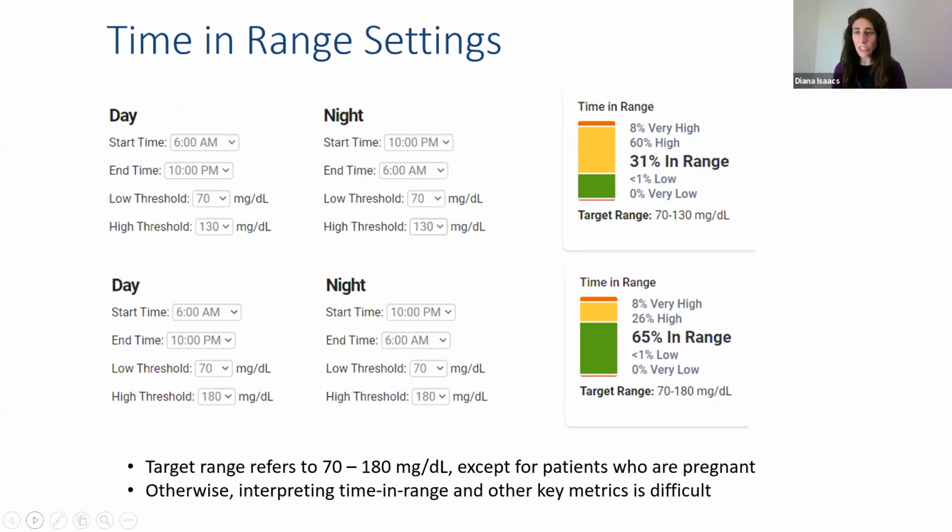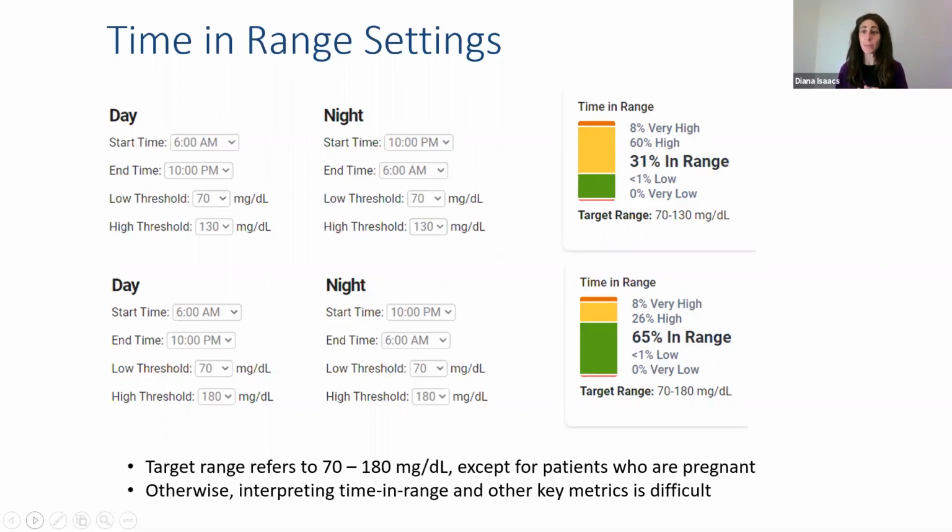But in addition to that, we're looking at this time in range, trying to stay above 70, right? Because under 70 is hypoglycemia, and then trying to stay under 180 because over 180 is higher than the peak postprandial should be. What happens though is sometimes people set the reports for different numbers.